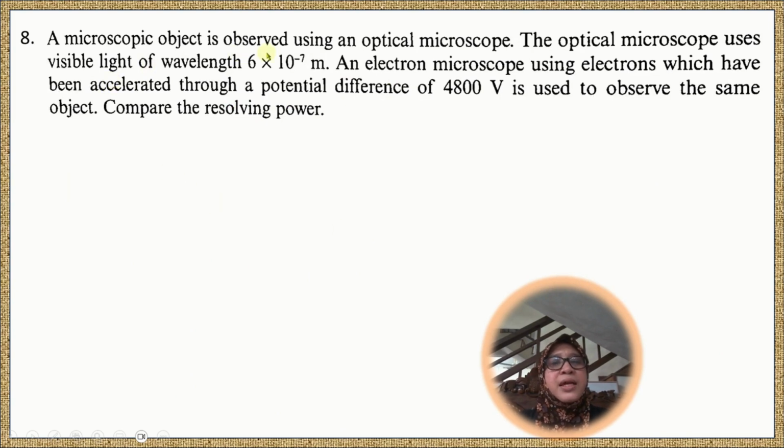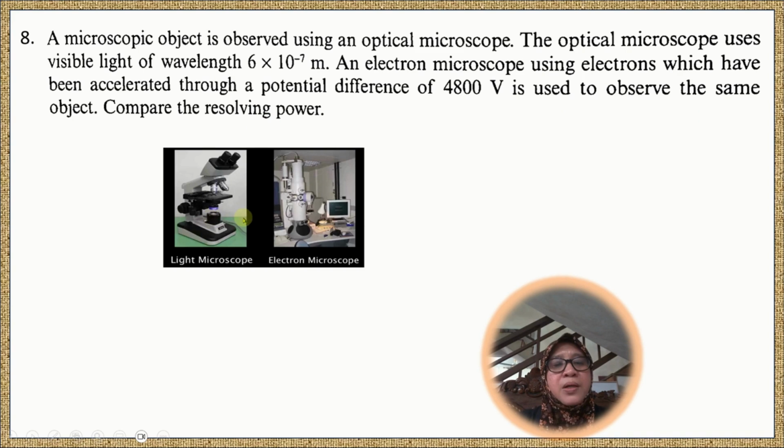A microscopic object is observed using an optical microscope. The optical microscope uses visible light of wavelength 6 times 10 to the power of negative 7 meter. An electron microscope using electrons which have been accelerated through a potential difference of 4,800 volt is used to observe the same object. So compare the resolving power. Okay, so we have light microscope and electron microscope. So the light microscope uses the principle of light, and the electron microscope uses the principle of electron.